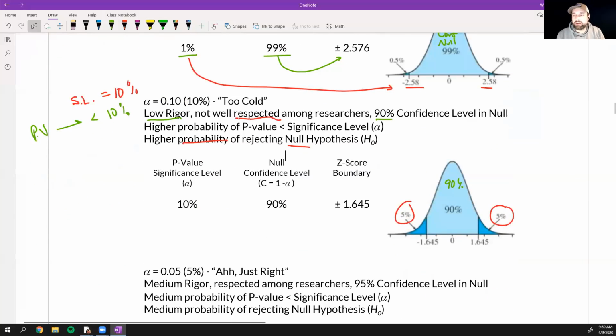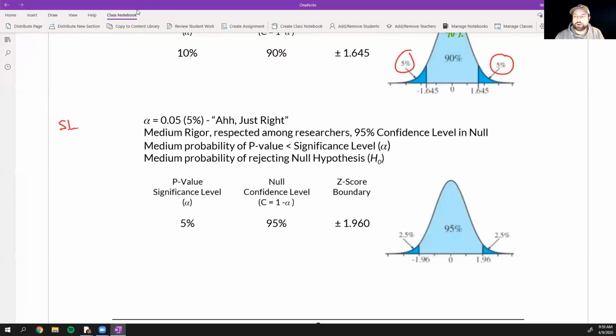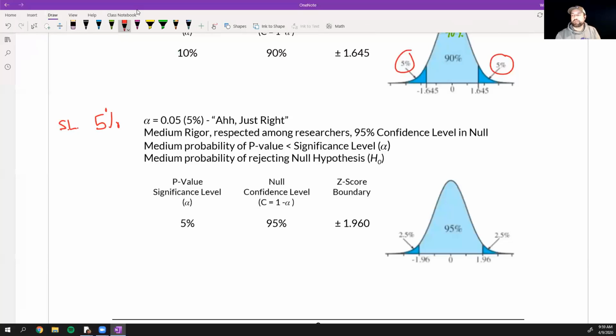10%'s not rigorous enough. So the Goldilocks area is 5%. And this is what we're going to use most of the time. We're going to have a significance level of about 5%. And so this is just right. It's medium rigor, which means it's respected among researchers, not as well respected as 1%, but it's still respected. And you've got a pretty good shot at rejecting the null hypothesis. It's not as good as 10%, but 5% is pretty good. So this is the one we're going to use a lot.